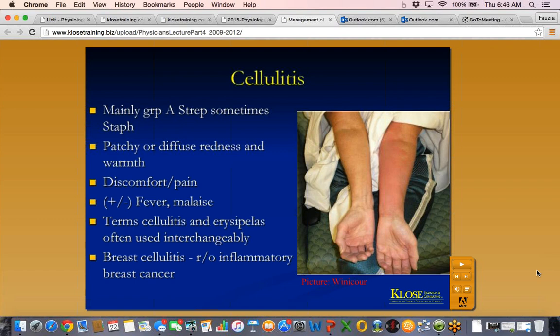Cellulitis is very common. It's mainly group A strep that is occurring. It's a bacterial infection. There's going to be patchy and diffuse redness and warmth, discomfort, very painful. They might have fever and achiness in their whole body. You want to get these people over to the doctor quickly and on antibiotics. If they have breast cellulitis, you want to rule out inflammatory breast cancer.